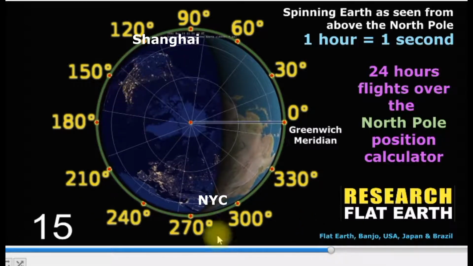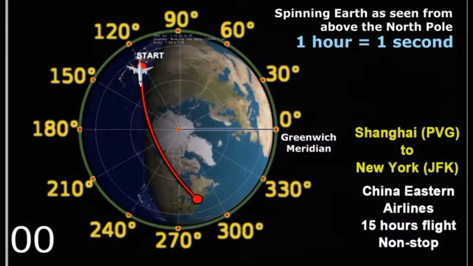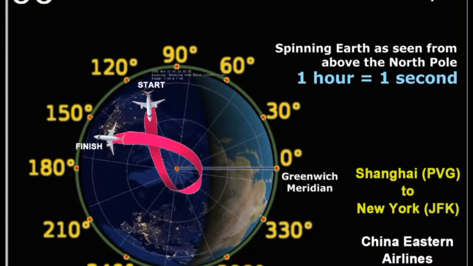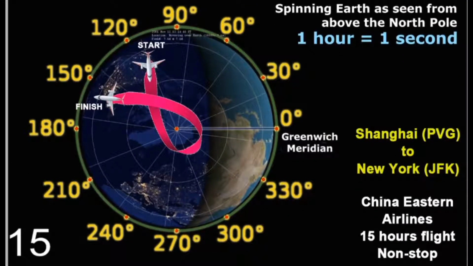Right, remember New York was right here, Shanghai was right there, 15 hours flight. Let's look at the flight route. Right here, that's what we have right now. It departed Shanghai towards New York, which was right here, but after 15 hours flight, this is where New York is, so this is the flight route. This is the point when the plane took off and the moment it arrived.